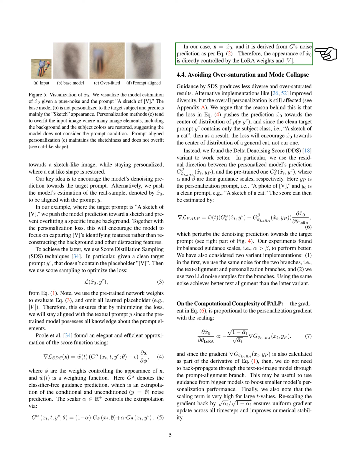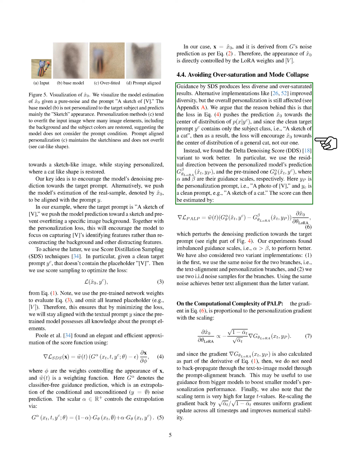Now, let's move on to avoiding oversaturation and mode collapse. Guidance by the model can lead to less diverse and oversaturated results. While alternative implementations can improve diversity, the overall personalization is still affected. We believe this is because the loss pushes the prediction x0 hat towards the center of the distribution of the clean target prompt, which contains only the subject class, like a sketch of a cat. As a result, the loss encourages x0 hat towards the center of the distribution of a general cat, not our specific one. To address this, we found the delta denoising score variant to be more effective.